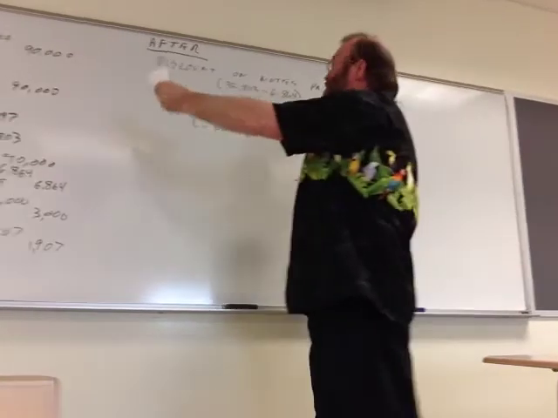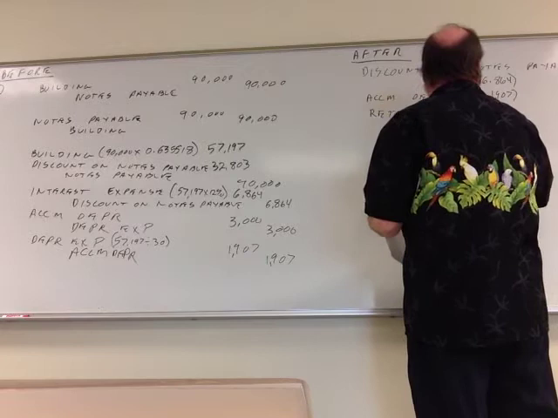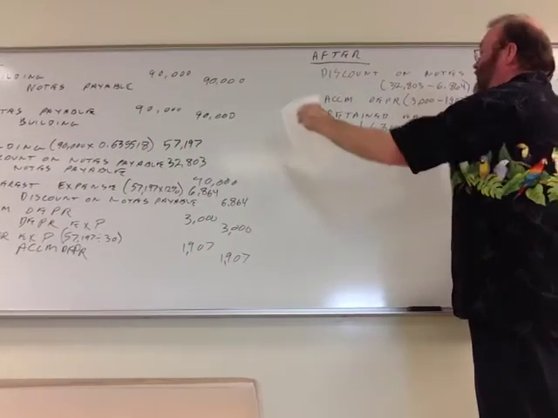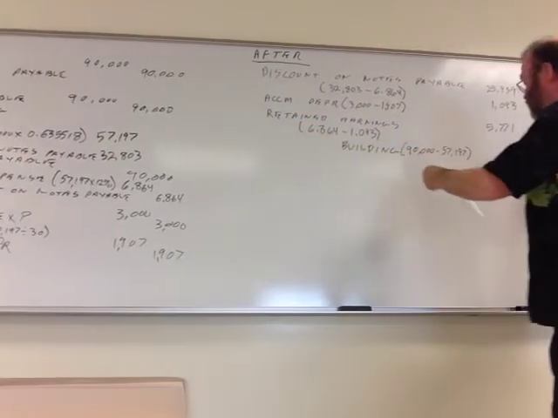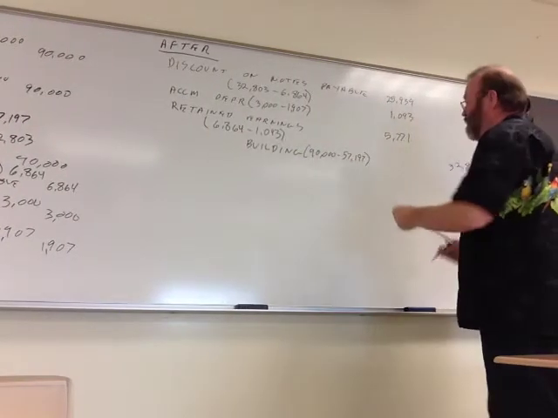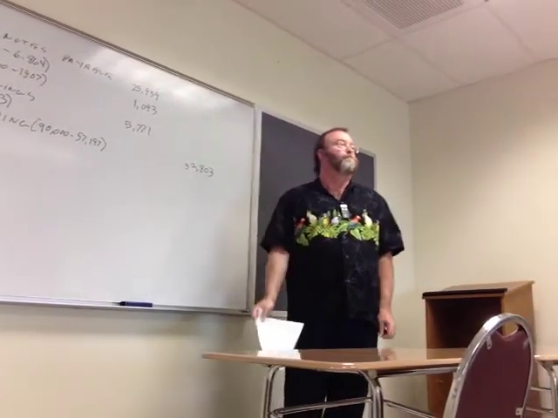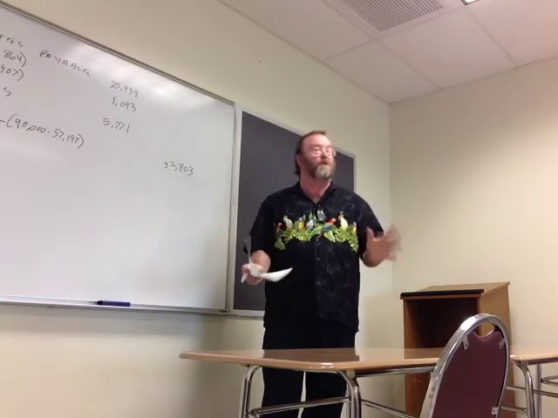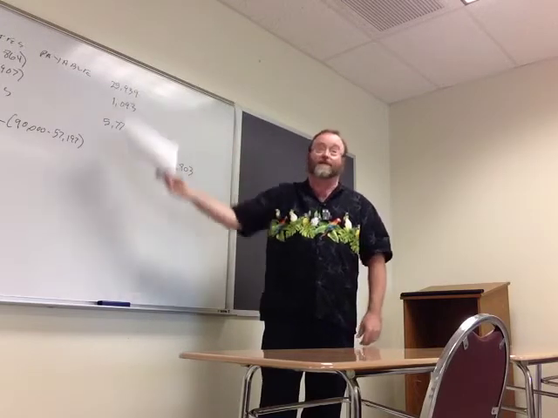And then you've overstated buildings, so you need to reduce the building by the 90,000 minus the 57,197. So you're going to credit 32,803. And then put together a really, really easy to read work paper to hand to the auditors when they come in, because they're not going to understand this.